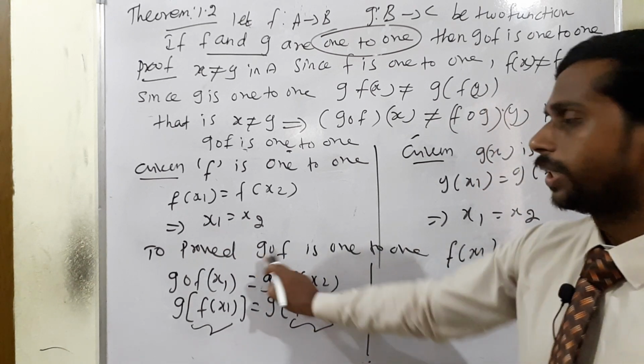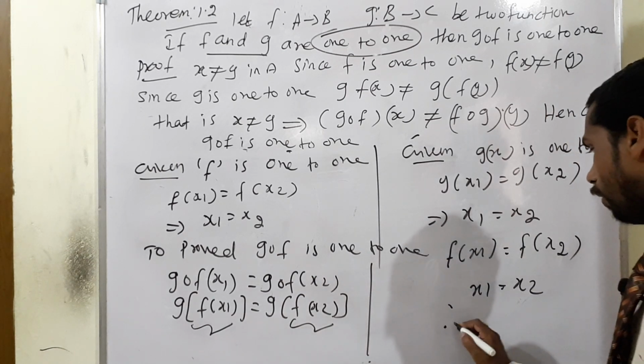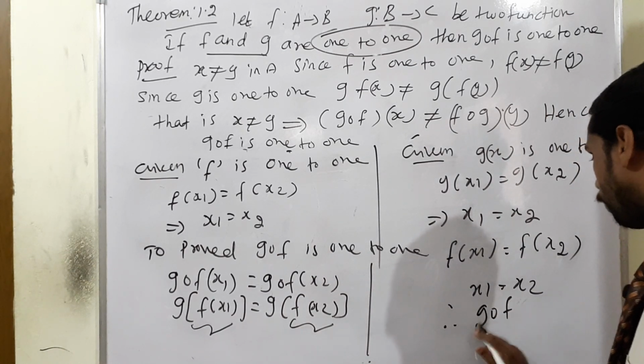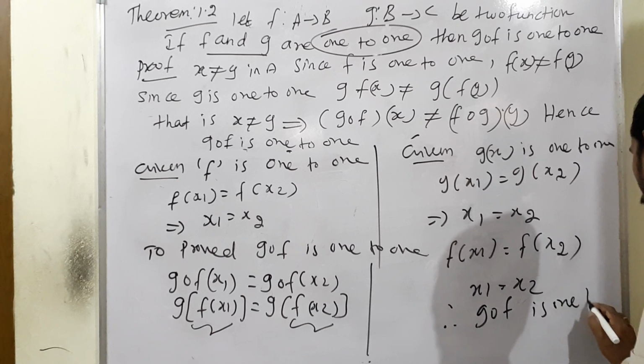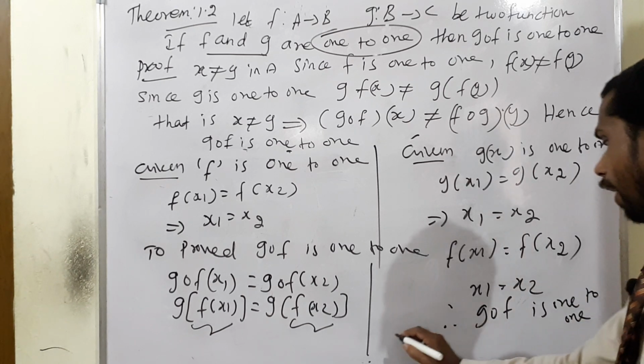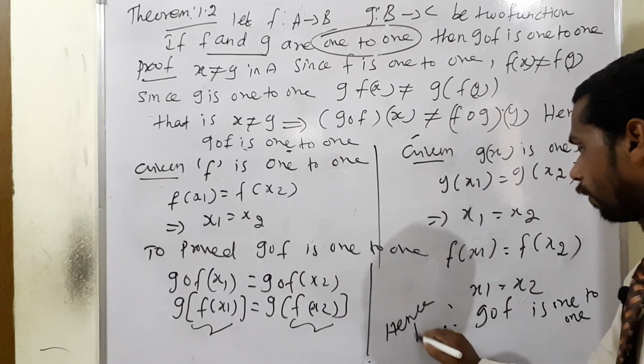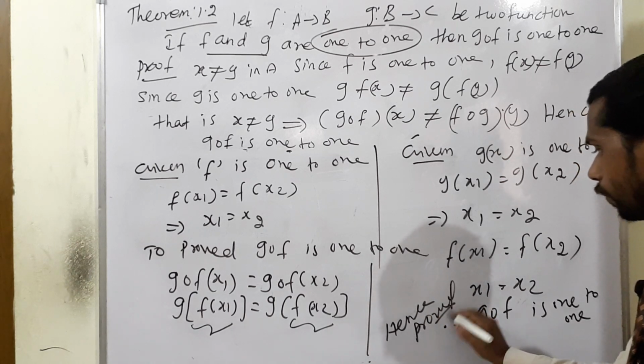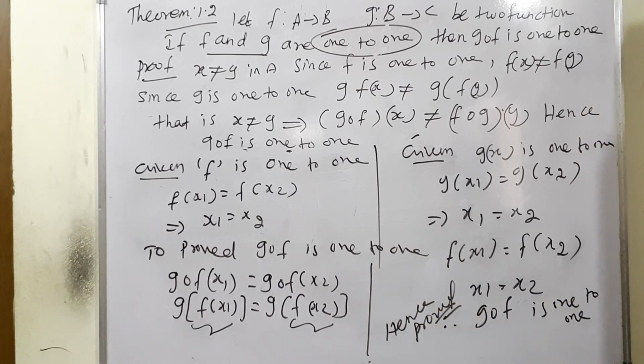Therefore, we can say now g dot f is 1 to 1. Therefore, f is composite of g is 1 to 1. Hence proved, okay. I will continue with the next question.